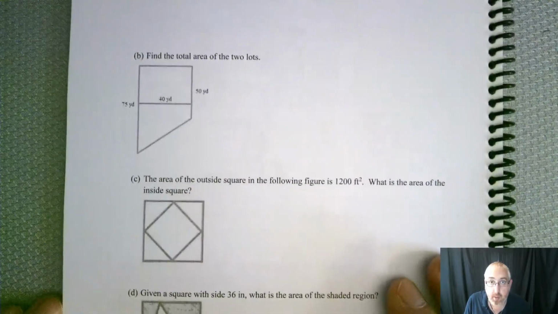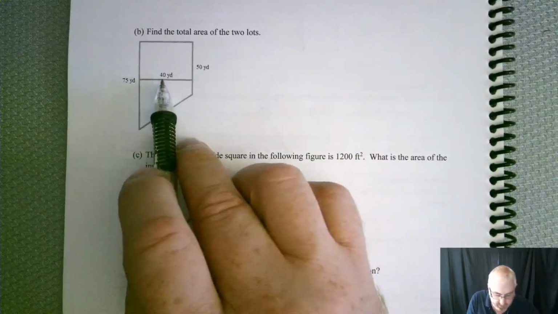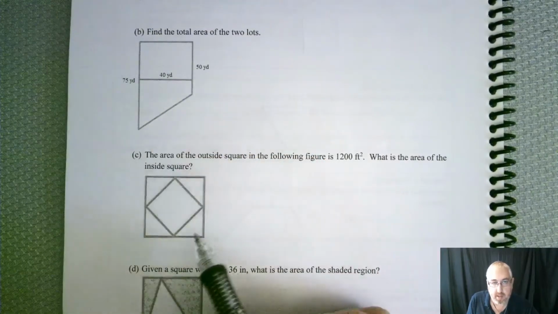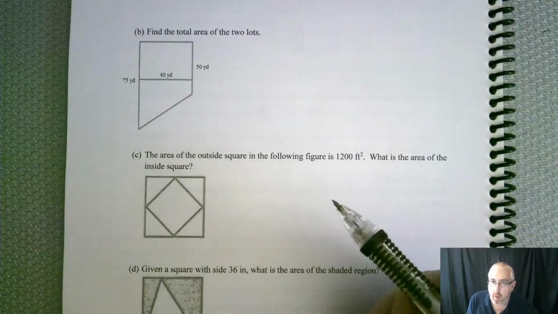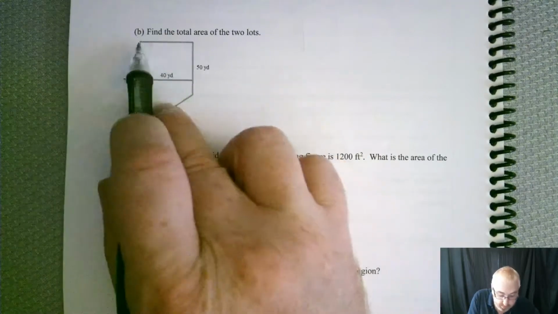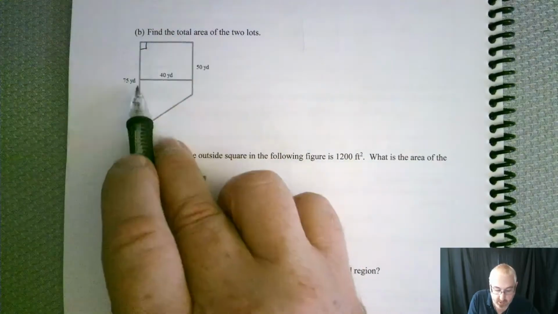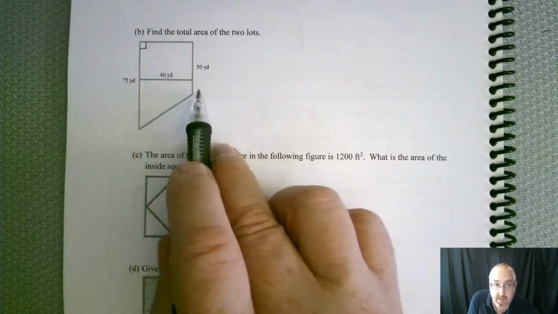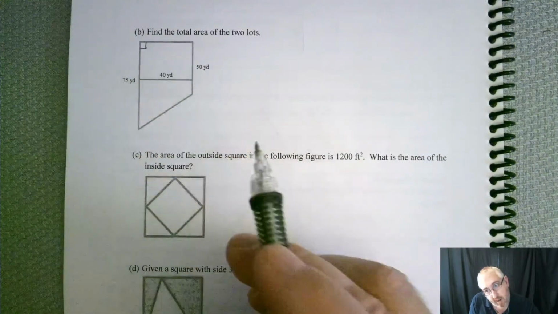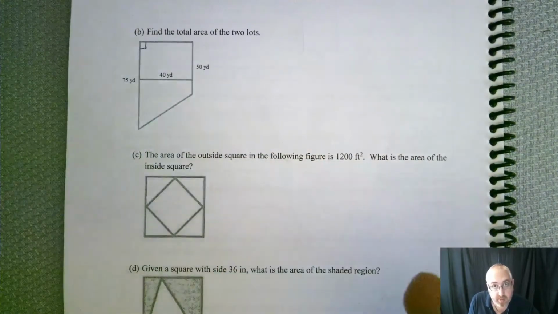All right, let's try another one. Okay, find the area of the two lots. So we got 75 yards, we got 40 yards, and we got 50 yards. You can kind of see we got those two lots that we're trying to look at. Well, if we wanted to do something similar to up above, we got a right angle here, so this is going to be a rectangle. And down here this is kind of looking like a trapezoid, but it's on its side a little bit. So if we find the area of the rectangle and the trapezoid, we should be good.